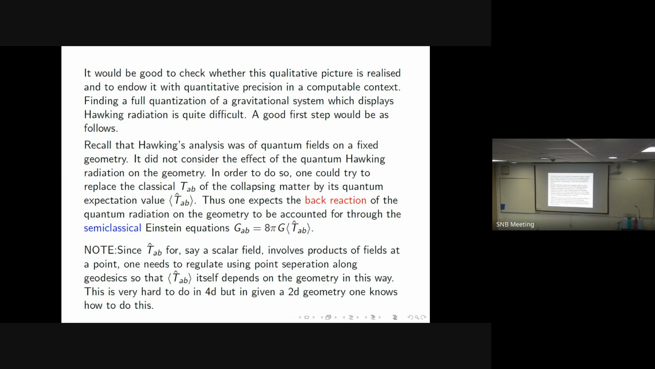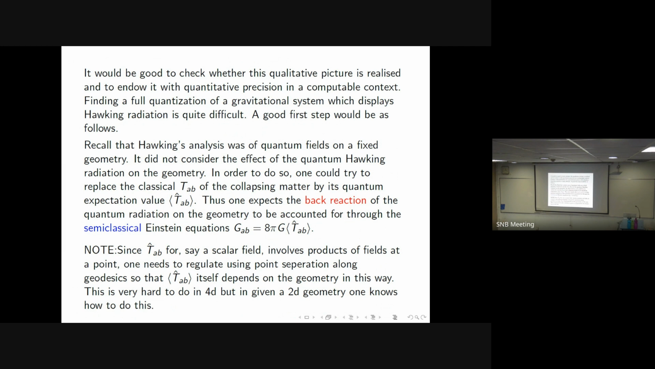So we expect the back reaction of the quantum radiation on the geometry to be accounted for through what are called the semi-classical Einstein equations. But note here that even for a scalar field, we have, as is usual, products of fields at a point. And usually, if you have flat space-time, you have a simple prescription, which is normal ordering. But now you don't have flat space, you have some general curved space-time, which is going to be a solution of this equation.